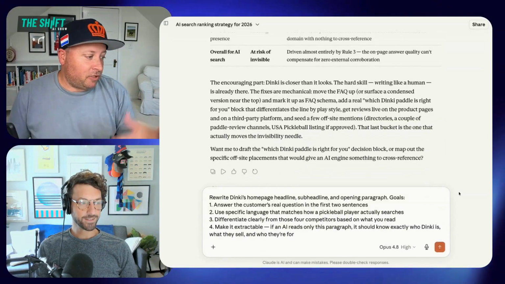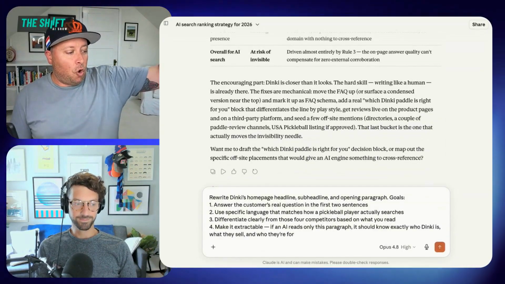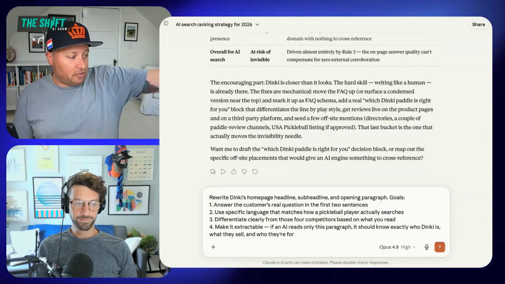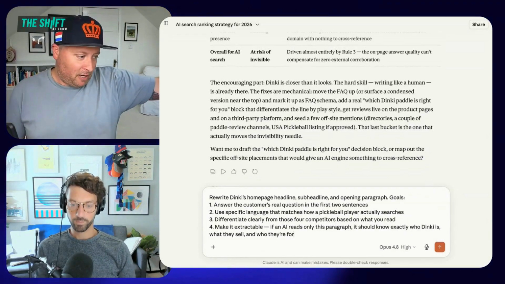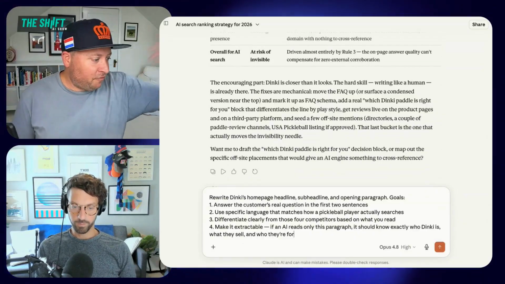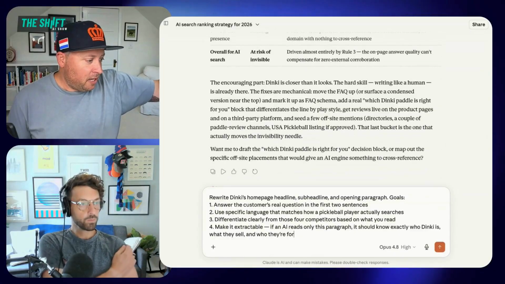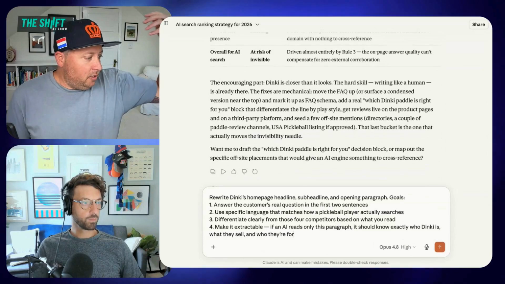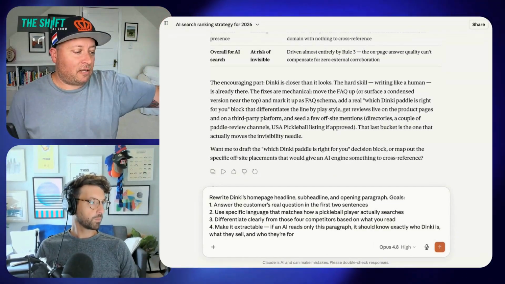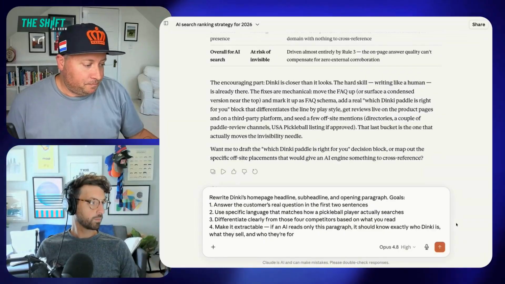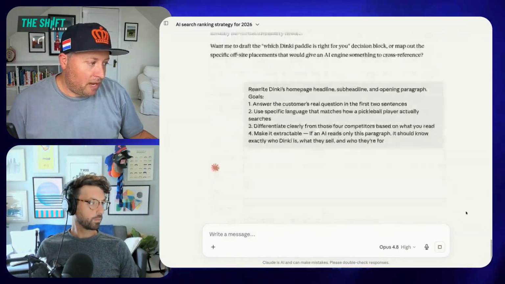All right, so the final prompt we're going to give it is: rewrite Dinki's homepage headline, subheadline, and opening paragraph. The goals are to answer the customer's real question, use specific language that matches how a pickleball player actually searches, differentiate clearly from those 4 competitors based on what you learned, and make it extractable. If an AI reads only this paragraph, it should know exactly who Dinki is, what they sell, and who they're for. And we'll run that.